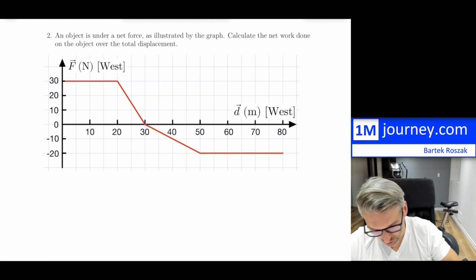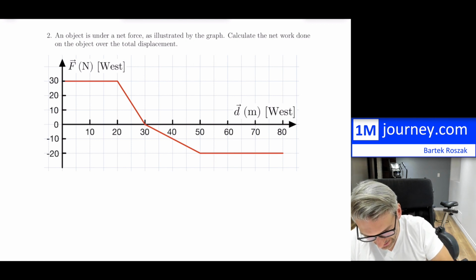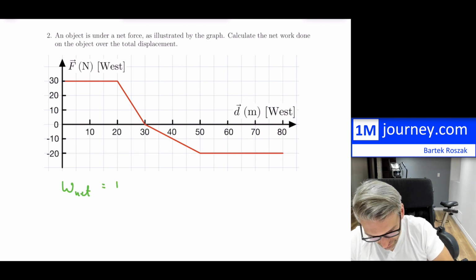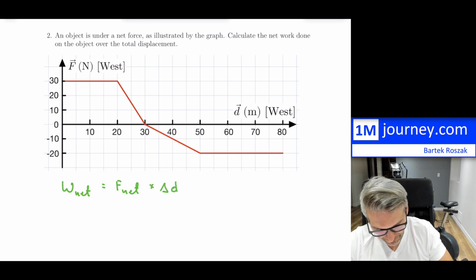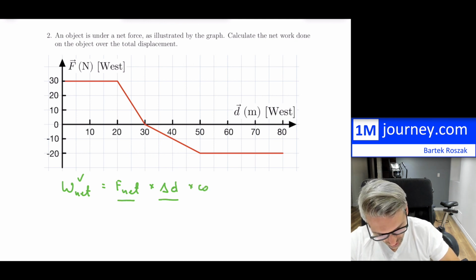And this goes back to the idea of remembering that work, well, this is the net work because we're talking about net force. So this is going to be the F net, and it's going to be multiplied by whatever displacement you have, right? So that's what we have in here. And if you want to calculate this work, notice that this times this, and then of course it is times the cos of the angle.